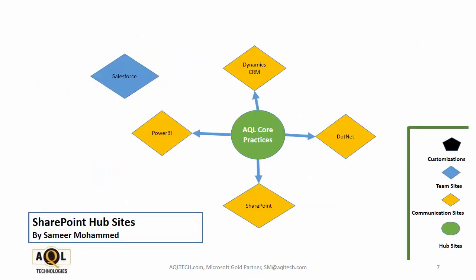So this is the information architecture that I have, and I'm going to go ahead and implement this in my site right now. So the yellow sites are communication sites. So I have 1, 2, 3, 4 different communication sites, which are part of the AQL core practice. So I'm going to go ahead and set up this information architecture using SharePoint Hub Sites and associate these 4 yellow sites to AQL core practice, which is the hub site in itself. So I'm going to associate these subsites. I'm sorry if I just said hub sites. I'm going to associate these subsites, these site collections, which are communication sites, to AQL core practice hub site.